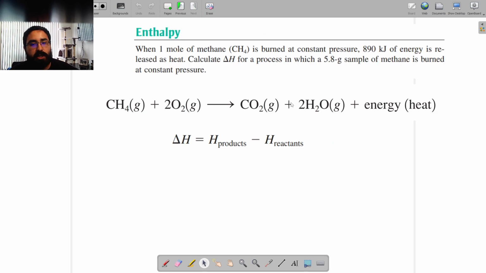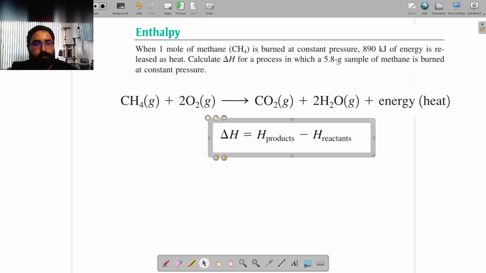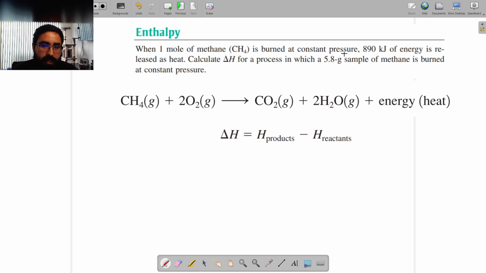On our next video, we're going to be seeing the amount of energy that's released from a mass. So we're going to do a little bit of stoichiometry, a little bit of conversions to see that.